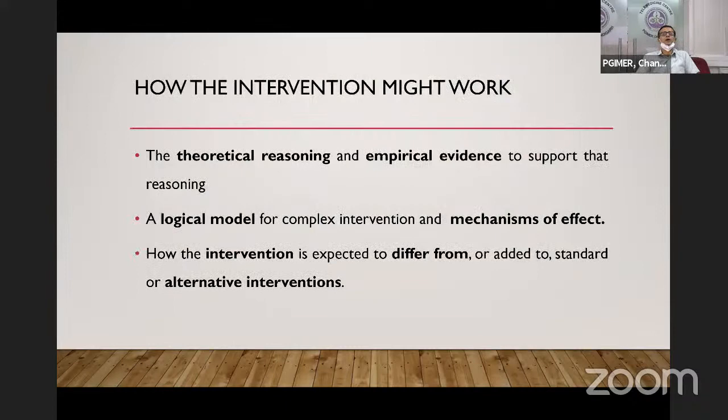Then how the intervention might work. Here you have to give the theoretical reasoning and the empirical evidence to support how this intervention works, and it should be with referencing. And a logical model for the complex intervention should be given, and how the mechanism of action affects it. Then how the intervention is expected to differ from or add to the standard or alternative interventions. So this should be reported in how the intervention might work.